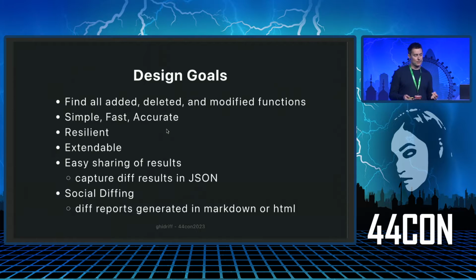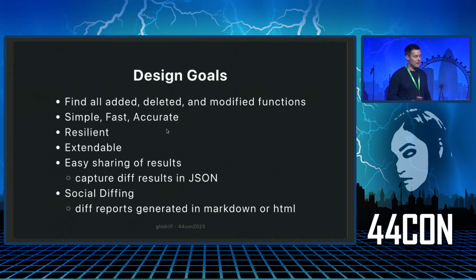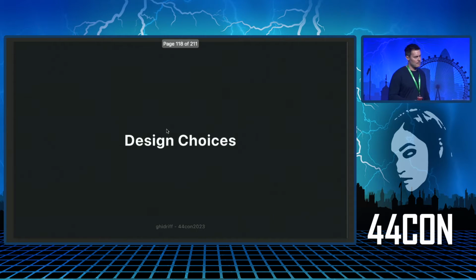My design goals are to do patch diffing, do it simple, fast, and accurate, have it be resilient, the typical software engineering goals. I wanted easy sharing of results, and I have this bullet called social diffing. It's kind of like social coding for GitHub. And all I mean by that is I want it to be easy to share results, post those on different platforms. And I've solved that with Markdown.